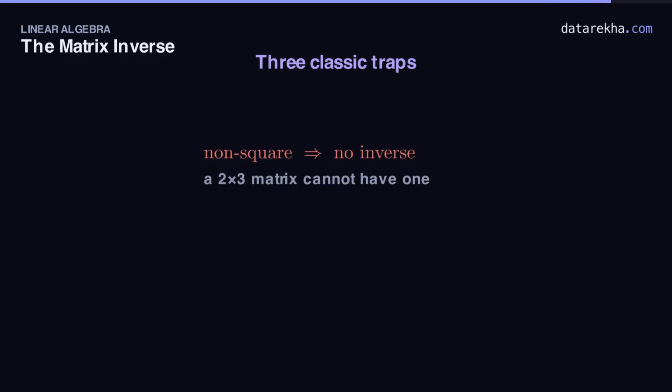Trap 1. Reaching for the inverse of a non-square matrix. A 3 by 2, a 2 by 3. They can never satisfy A times B equals a square identity on both sides. If a matrix isn't square, the answer is simply no inverse exists.